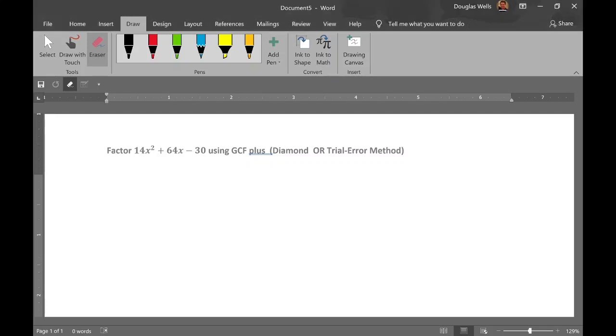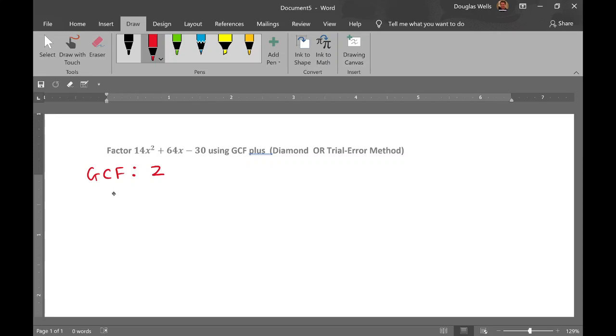Factor using GCF plus diamond or trial and error method. Our question is 4x squared plus 64x minus 30. First step, what is the GCF? Our GCF in these three terms is 2. Why? Because 2 is common here, 2 is common here, 2 is common here. That's the largest common factor in these three terms.